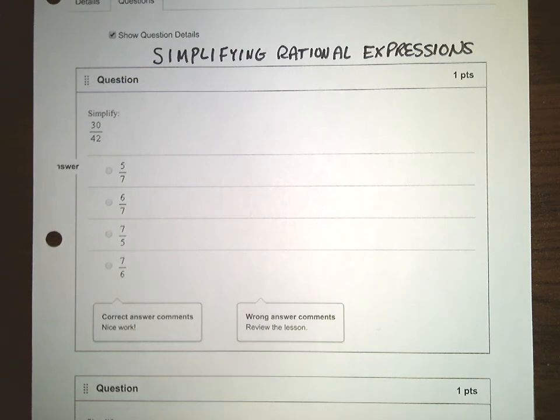Everyone, this is Professor Oaks, and this video is about simplifying rational expressions.